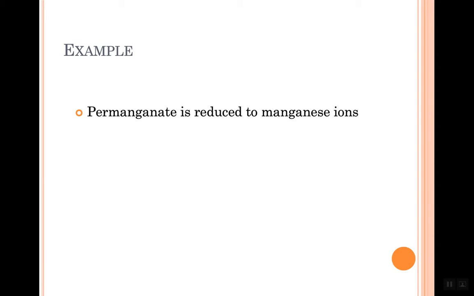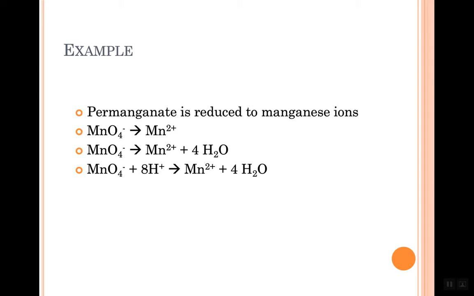We've got permanganate, we're reducing it to form manganese ions. So this information here would be given in the question. Very first thing, we look at our Mn, our manganese, and we say, is that element balanced? We've got one on the left, one on the right, we're okay. Then we need to balance the oxygen. We balance the oxygen by adding water. So we had 4 oxygens on the left, so we need 4 molecules of water to balance that out.